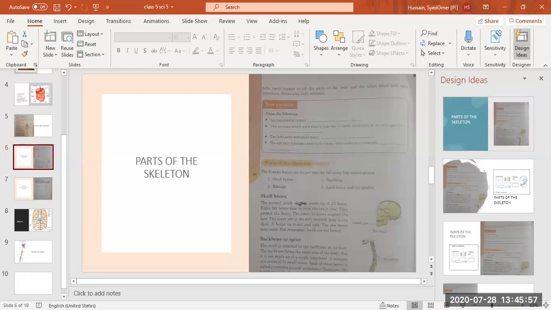The normal adult skull has 22 bones. Now, how many in the face? How many bones are in the face? Face में हमारी कितनी bones होती हैं? Yes, Dua, can you answer? Okay, now I'm unmuting all of you. So you need to answer. 14 bones.